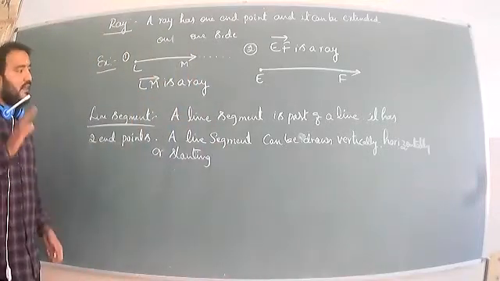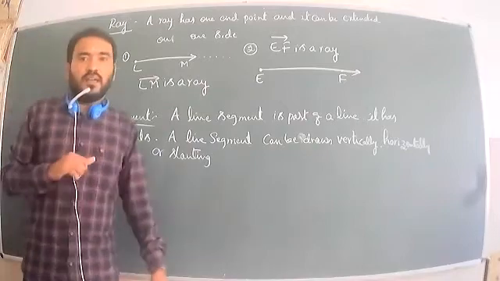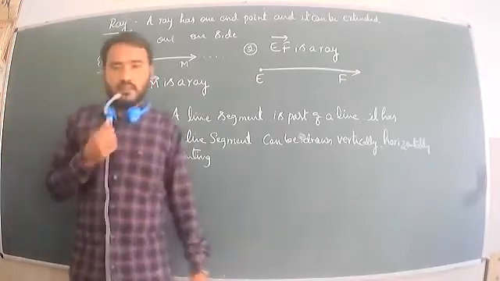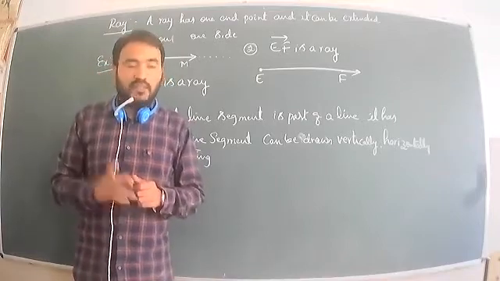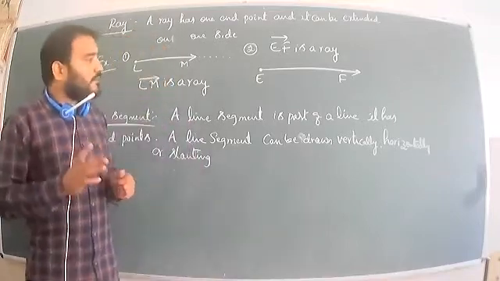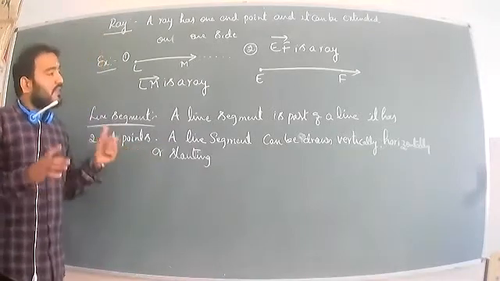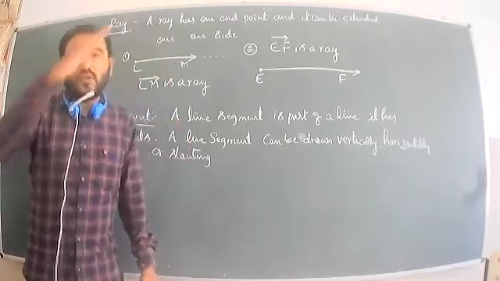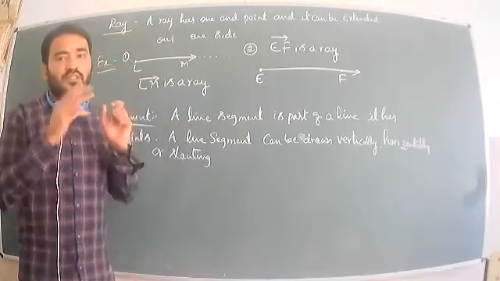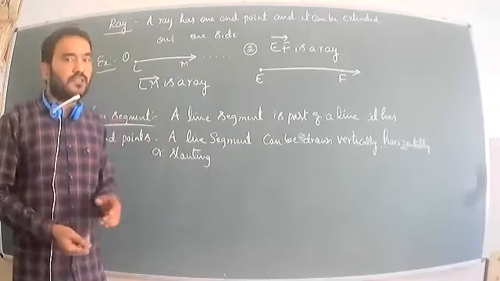Another one is the line segment. What is meant by a line segment? A line segment is a part of a line. It has two end points. A line segment can be drawn vertically, horizontally, or slanting. So we can draw the line segment in these three ways.